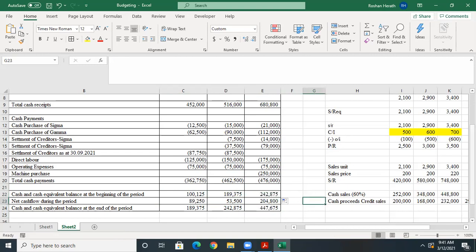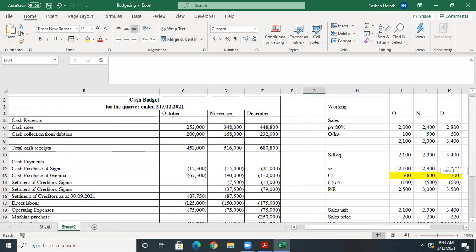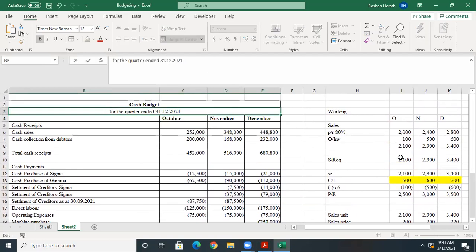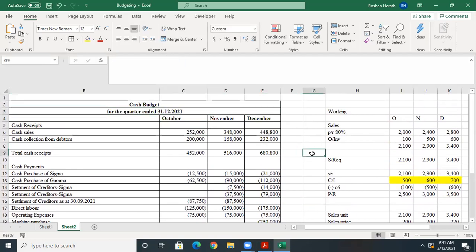Right. So this is your cash budget for the final quarter of 2021. Yeah. So if you have anything that you are not clear with, please let me know, then I can look into that. Anything that you are not convinced, yes.